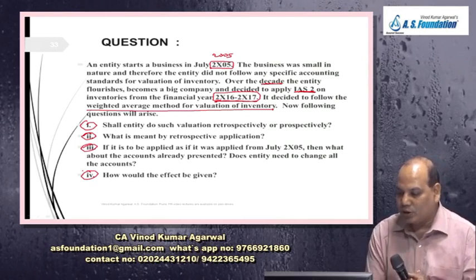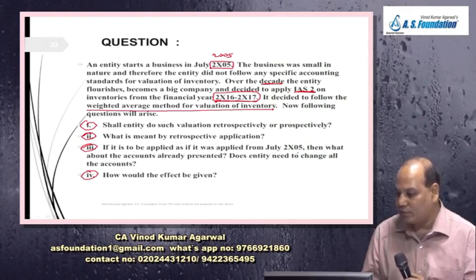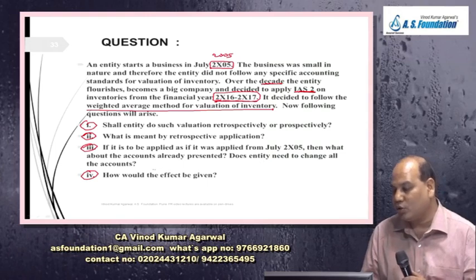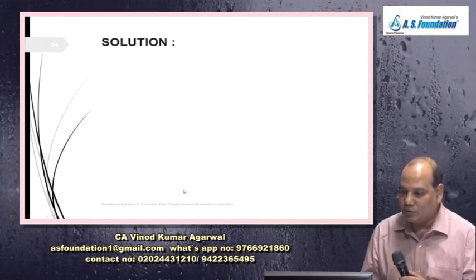What do you mean by retrospective application? That you can write. If it is to be applied as if it was applied from July 2005, then what about the accounts already presented? Does the entity need to change all those accounts? The entity is not required to change all those accounts. Only you have to give the effect. How would the effect be given? The effect would be given by adjusting the opening balance of inventory and retained earning. So let us see how to present the answer.